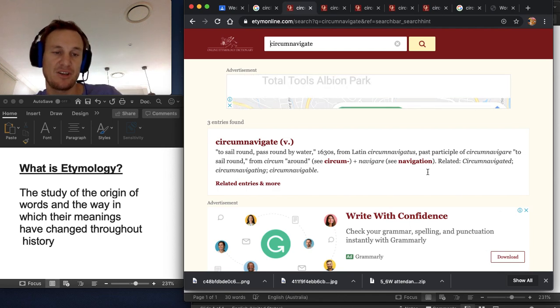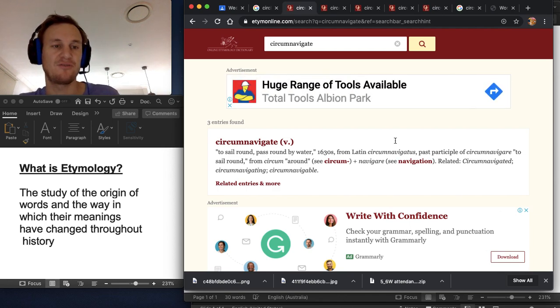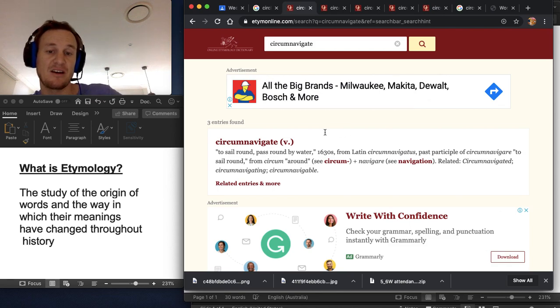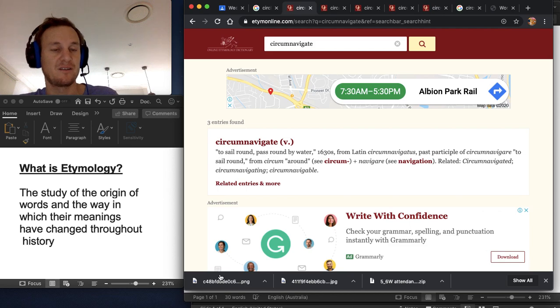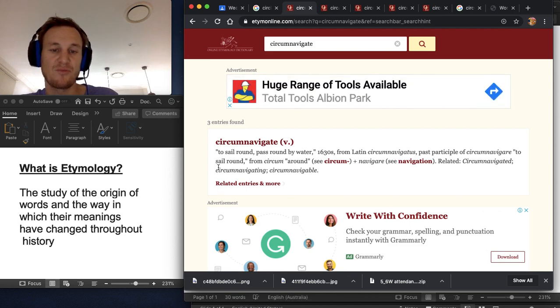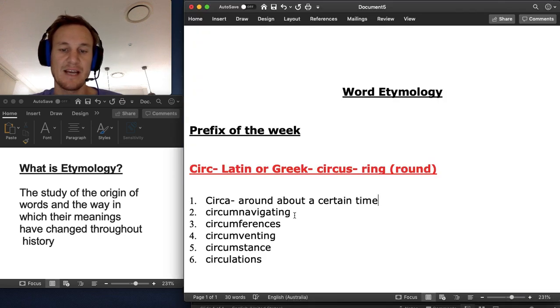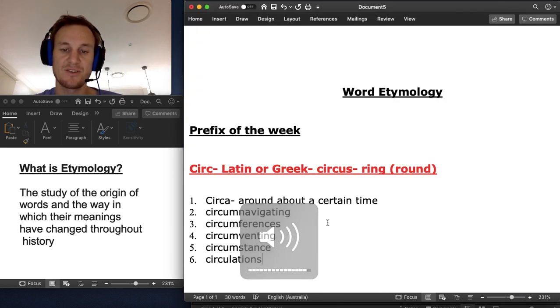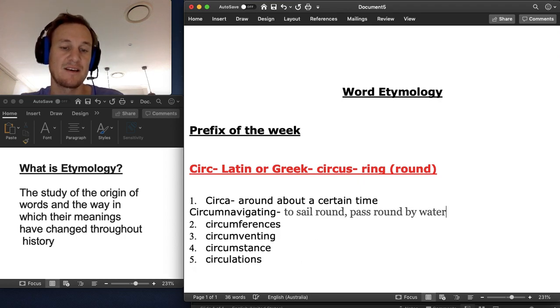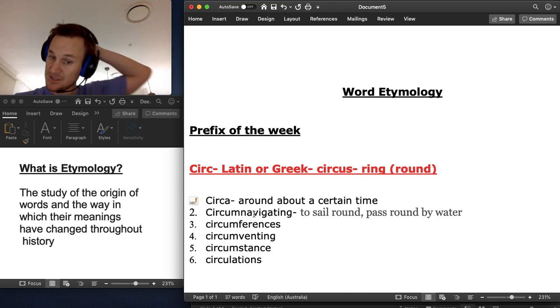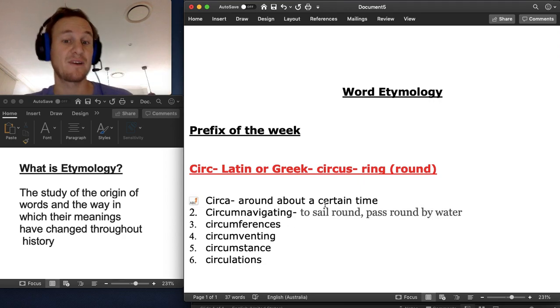Okay, so it's basically that you're going around the whole thing. So if you said we're going to circumnavigate the island, it means you would sail around the whole thing. So you can see once again, if you're sailing around or passing by the water, it's quite common that now we're getting to this idea that the circ thing basically means round. Okay, so this is a common thread now going through it.